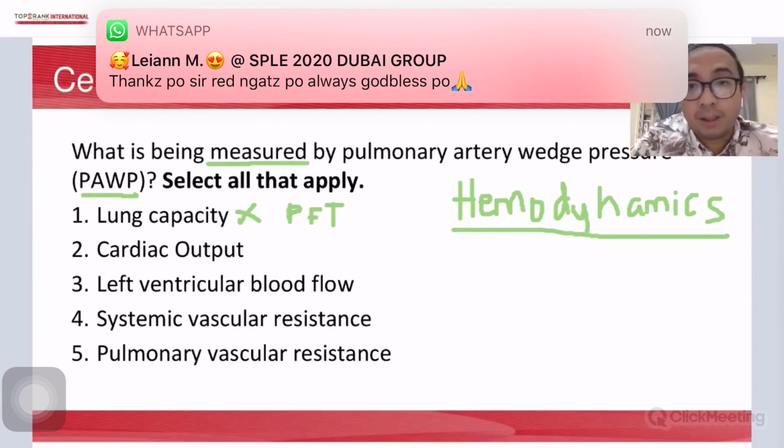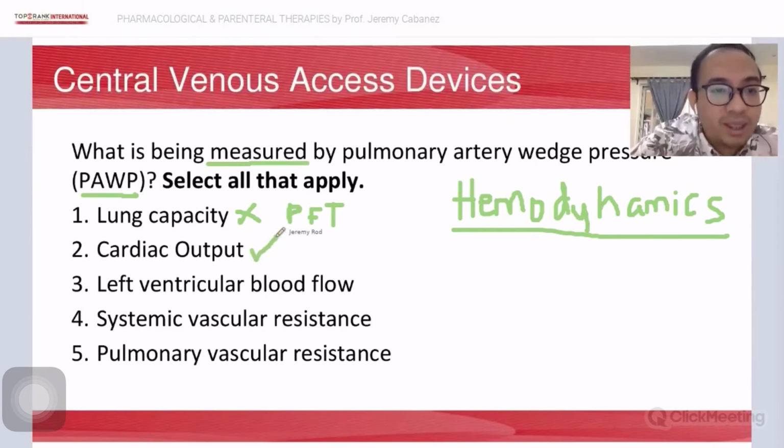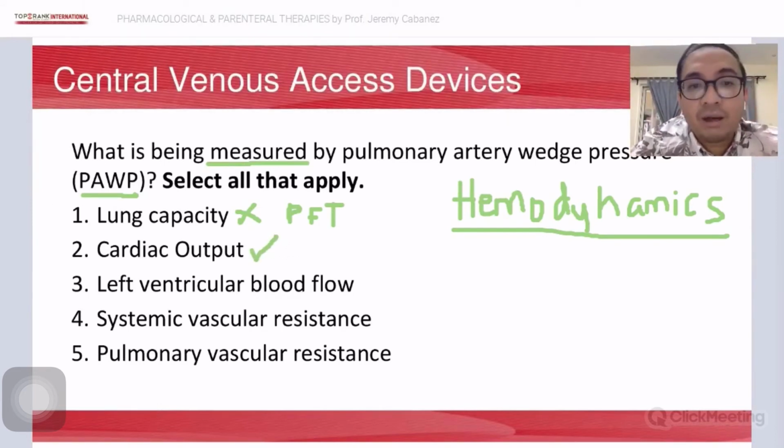Okay, next. How about number 2? Cardiac output. Is it related to circulation? Yes or no? Yes. So, pwede bang ma-measure? Of course, pwede yan. Next, number 3, left ventricular blood flow. Okay, ano yung nasa libro? Ano po ang sabi ni Ignatavicius at ni Saunders?